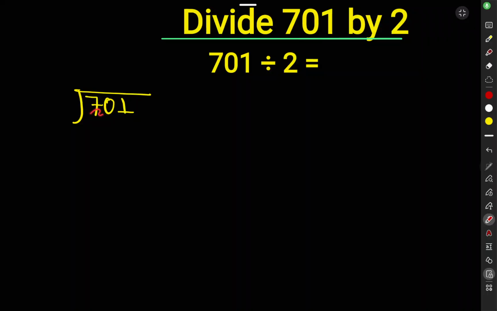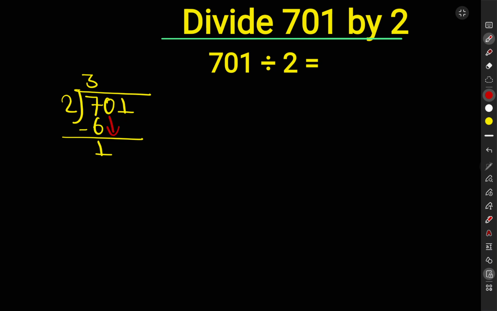We divide 701 by 2 in a long division method. So 2 times 3 is 6. On subtracting we get 1.